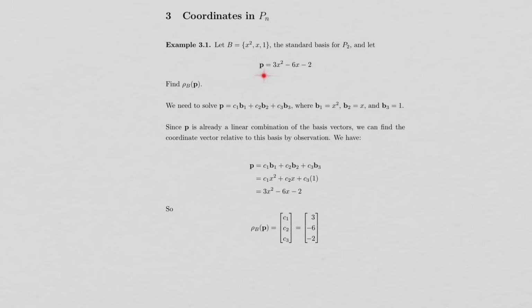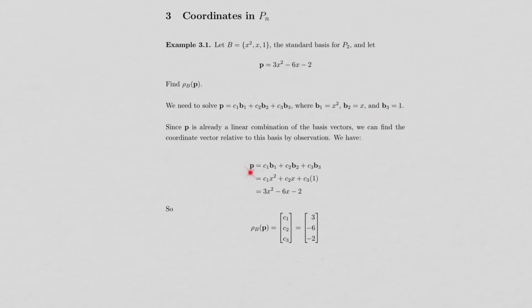We have this vector P, which is a second degree polynomial, and we want to find the coordinate vector of P relative to B. Well, we need to solve this equation where I've called x squared b1, x b2, and 1 b3. And this one is almost as easy as the previous example we did.